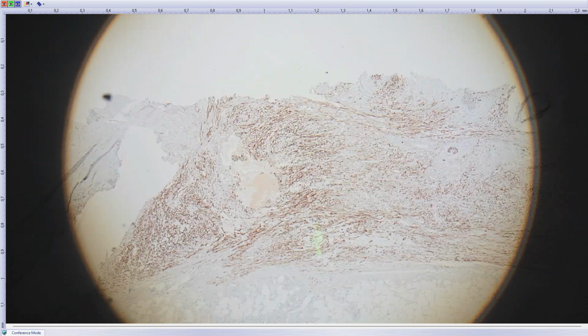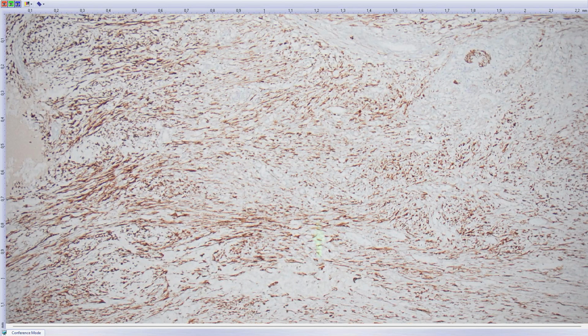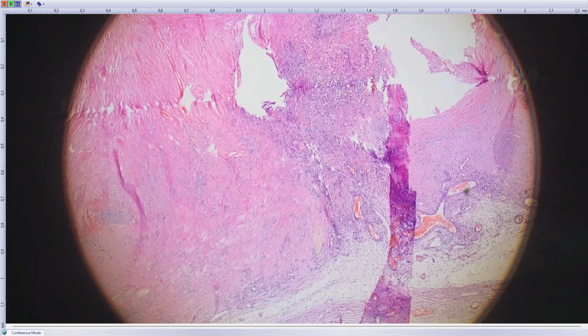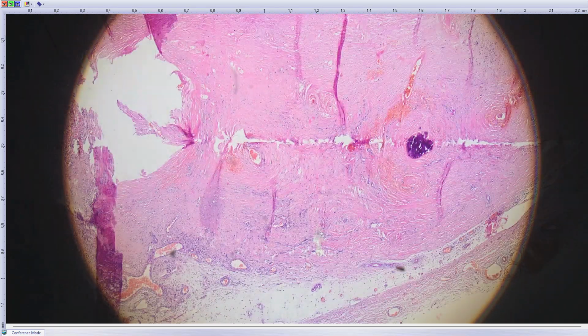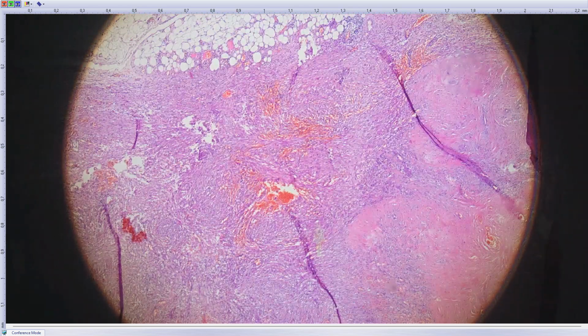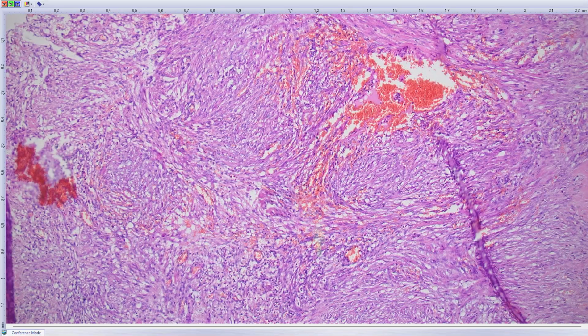Very nice positivity for desmin. So this is basically the immunoprofile of so-called submesothelial fibroblasts, which are cells that tend to proliferate whenever there is some irritation or injury of the peritoneum, and they can look quite worrisome. It's a very frequent source of consultation.